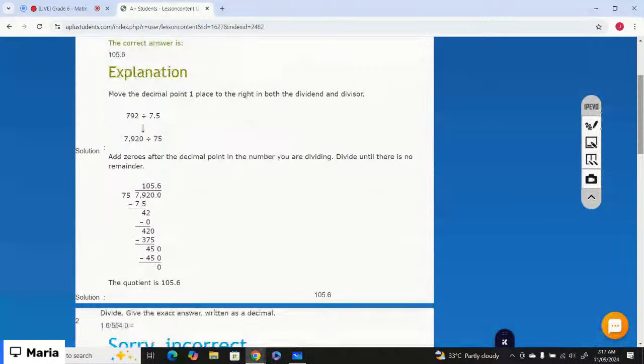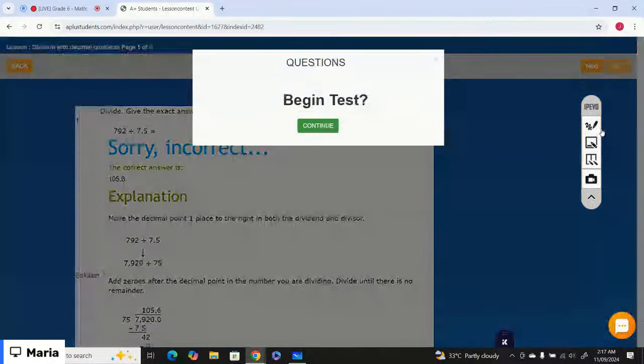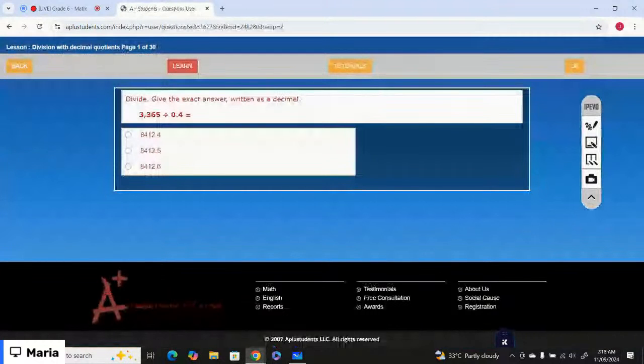Let's just start with the test questions. You can have a look at the tutorial by yourself. I'm going to do the practice questions so that we can do more and more, right?